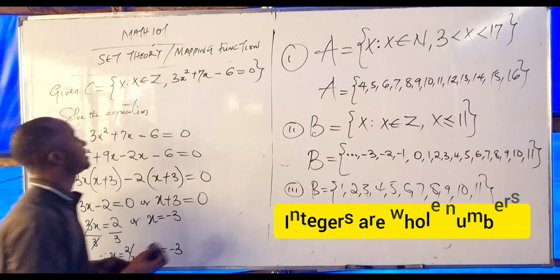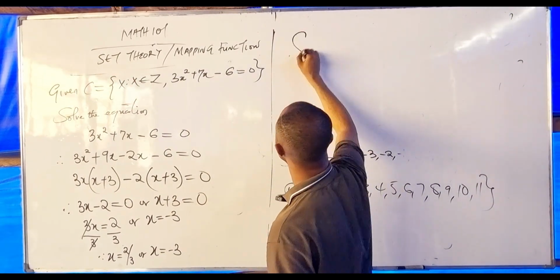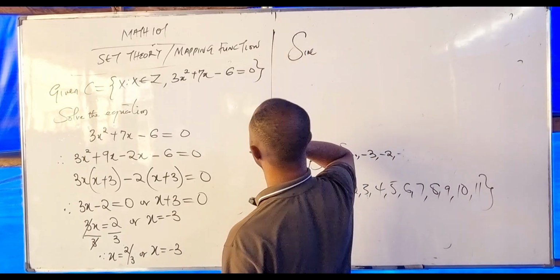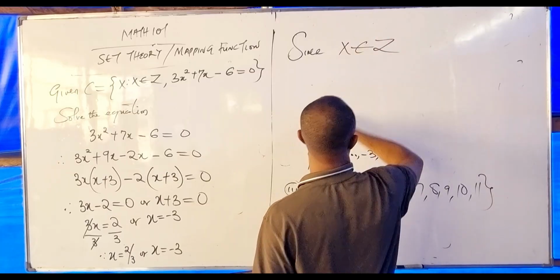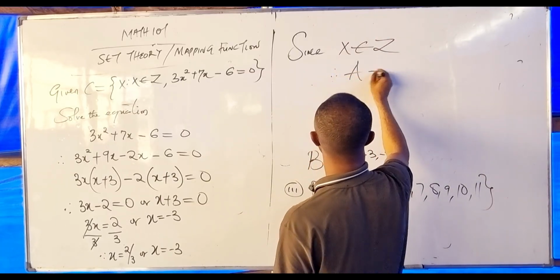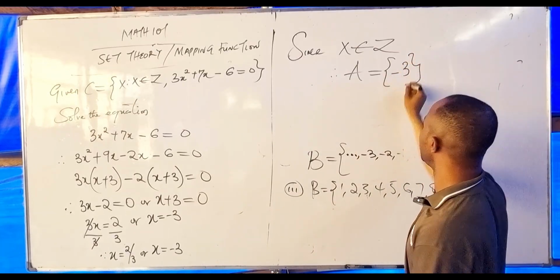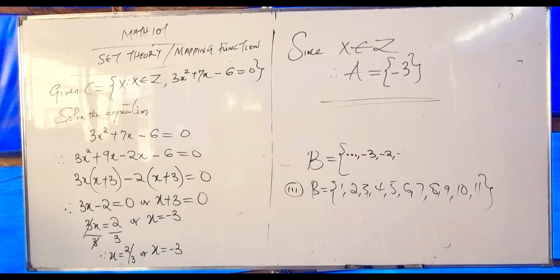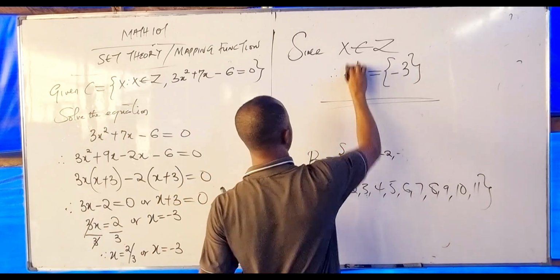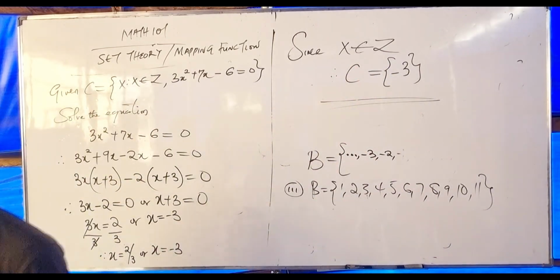Since x is an element of Z, therefore, what will be the answer here? Minus 3. Final answer. Is that C? Oh, sorry, C, not A. C is equal to minus 3.